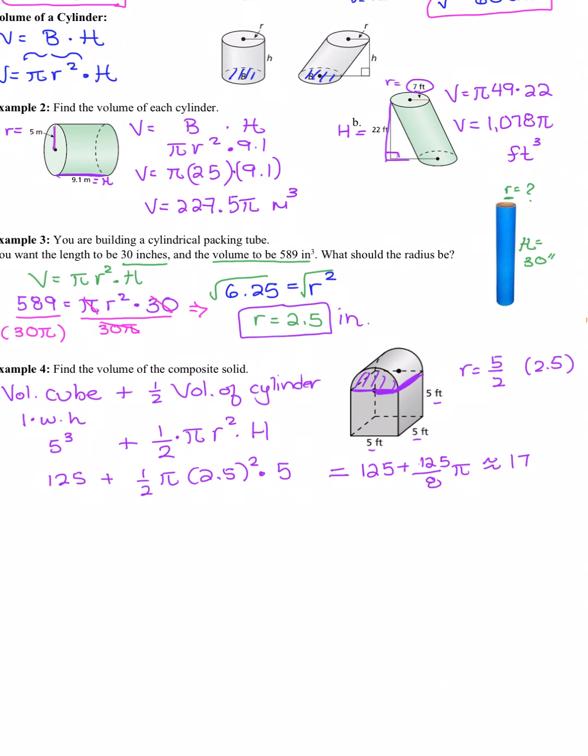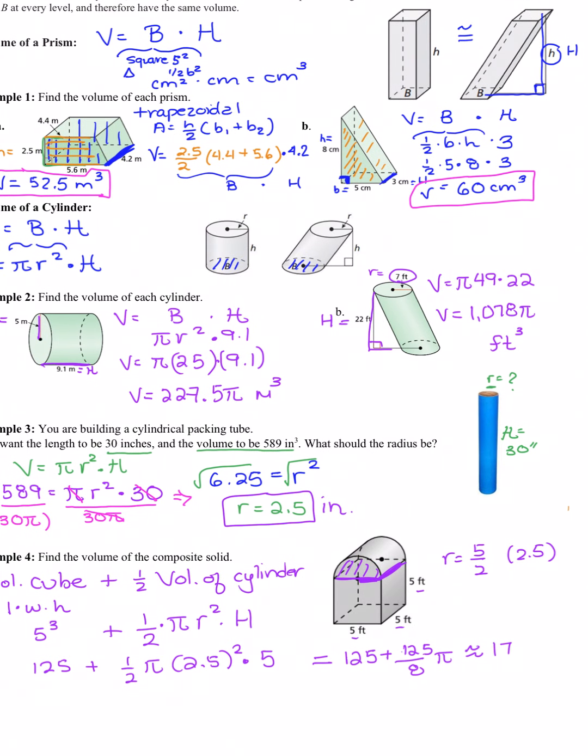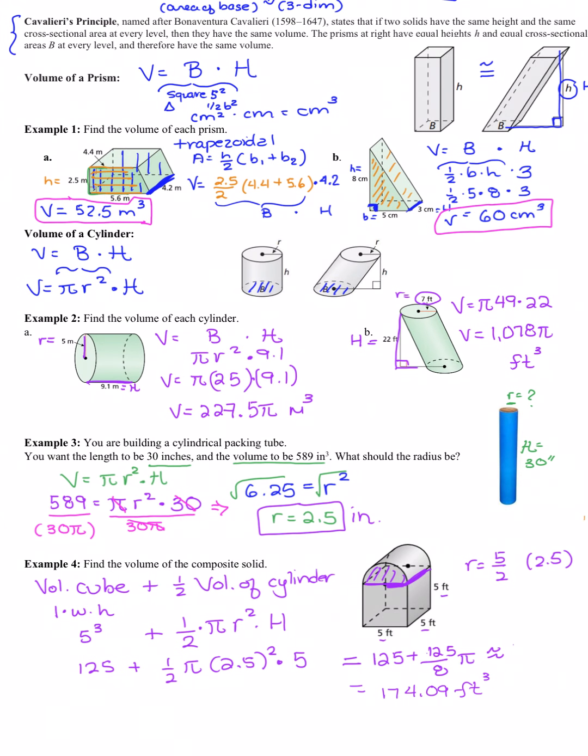Sorry about that. I'm not sure what's happening. And let me write it below. It doesn't seem to want me to go all the way over to the edge. So as a decimal, that's 174.09 feet cubed. So both of those would be acceptable. You just have to look at the instructions to see which one it was asking for.